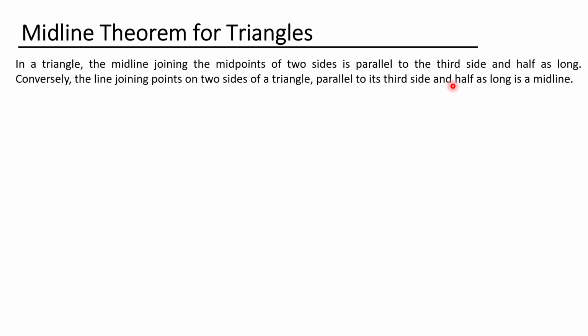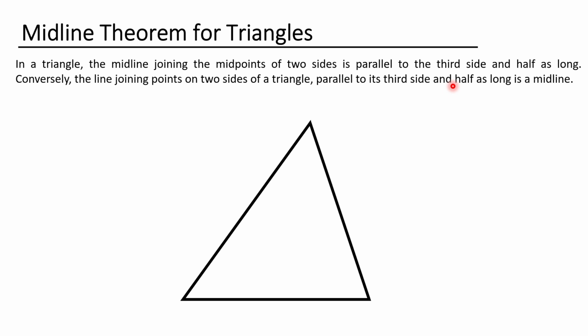Okay? So, let's have a triangle. Okay? Halimbawa, meron tayong triangle. Sabi niya dito, let's name this triangle as triangle ABC. Okay? So, we have triangle ABC. Sabi niya dito una, okay? Sabi niya, the midline joining the midpoints of two sides. Okay? So, merong line na nagjo-join sa dalawang midpoints ng two sides.